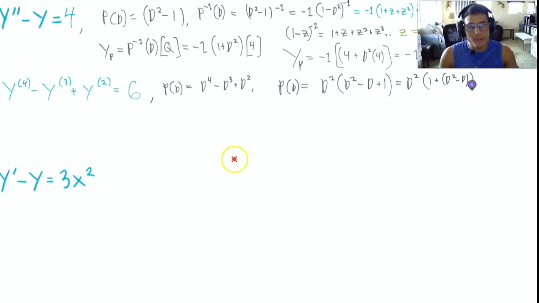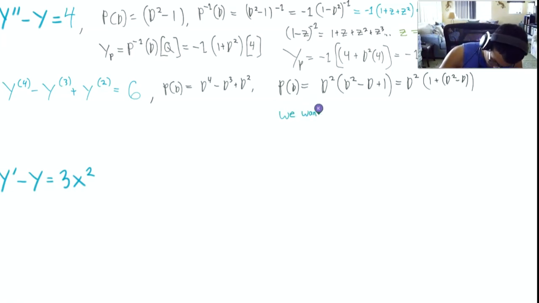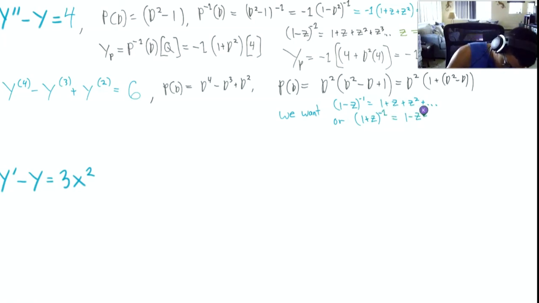Yeah. Now the reason why I did all of that, again, is because we want this to look something like this, right? Now I'm going to write this in blue. We want 1 minus z to the negative 1 to be equal to 1 plus z plus z squared plus dot dot dot, or 1 plus z to the negative 1 is equal to 1 minus z plus z squared minus z cubed dot dot dot.